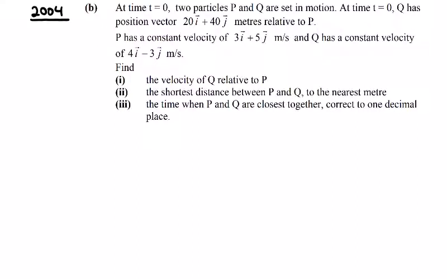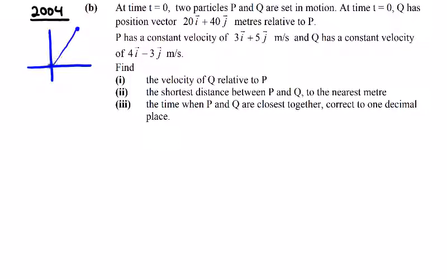At time t equal to 0, two particles P and Q are set in motion. At time t equal to 0, Q has position vector 20i plus 40j meters relative to P. Have a little look at that. 20i plus 40j, out 2 and up 4, say.